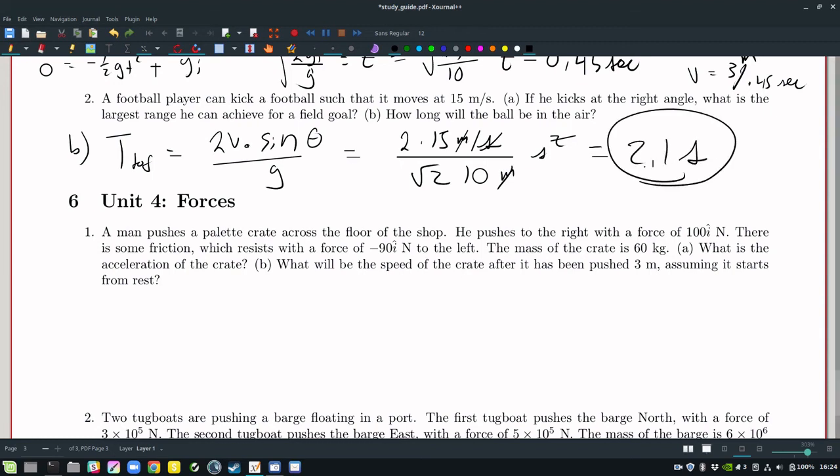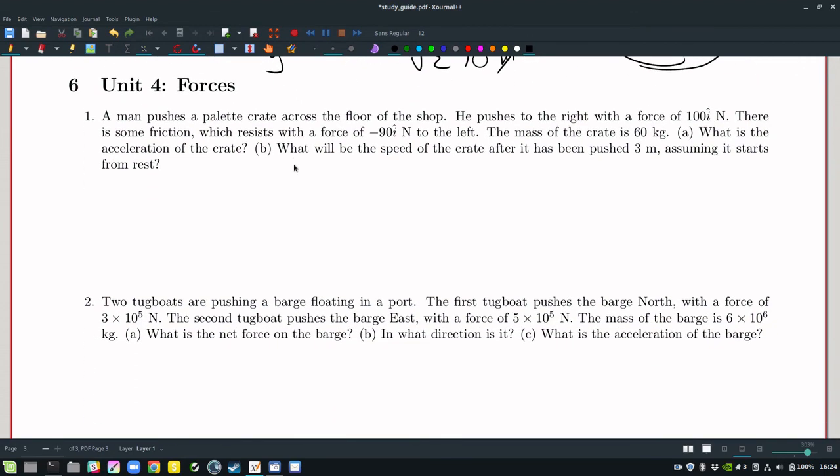So once again, that time could be larger if the angle were to change, but in this case, the football kicker is kicking for distance. So finally, we'll come back to the Unit 4 in a moment to deal with forces. Stand by.